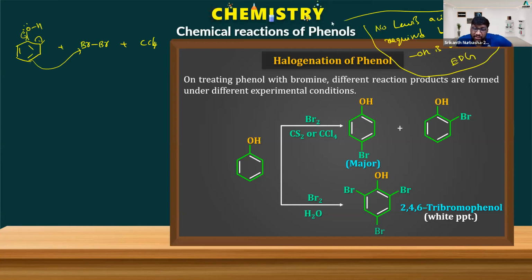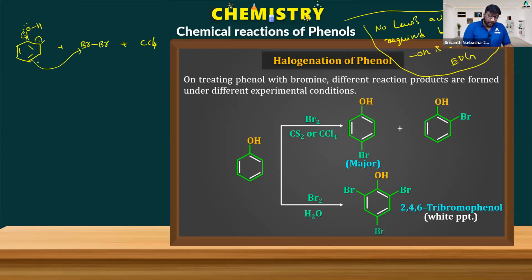What is the role of Lewis acid, students? Like Br2 plus CCl4 we are taking. Earlier, for halogenation, we used to take Br2 in the presence of FeBr3, or Cl2 in the presence of AlCl3. We always take a Lewis acid, or not? What is the requirement of Lewis acid? The Lewis acid will actually generate the electrophile. But here phenol itself has a very strong electron donating group. There is no requirement of Lewis acid.